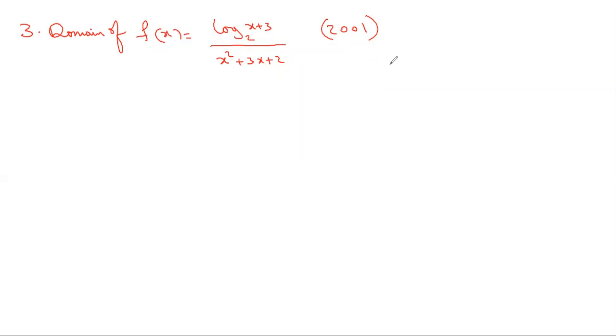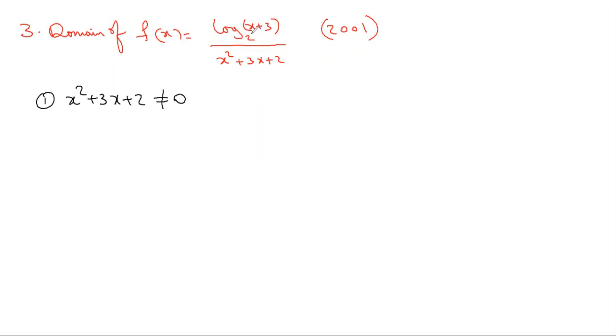So this is also a simple problem. We did a tougher problem than this in CET, BITSAT, Mains actually. So the domain of this is simple for us. We have two conditions. One is the denominator condition. What is that? x square plus 3x plus 2 not equal to 0.